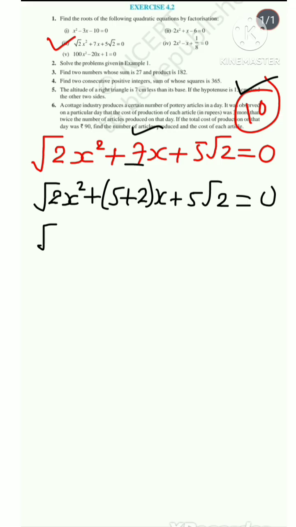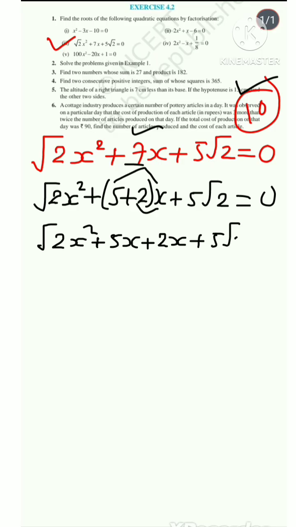Now root over 2x square as it is plus 5 into x, 5x. Similarly 2 into x, 2x plus 5 root over 2 as it is equal to 0.